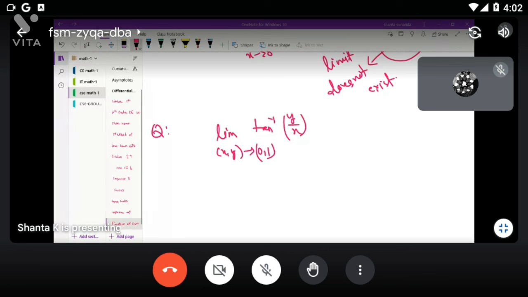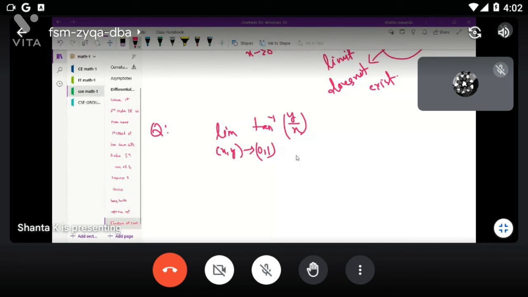No, ma'am, we don't substitute y equals mx like that. Can you put y equals mx? No, ma'am, we can't put y equals mx because (0, 1) is the point. Yes, (0, 1) is the point. You can't put y equals mx. When x is approaching 0, y is approaching 1.